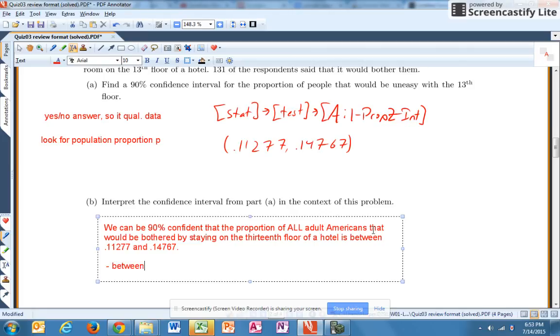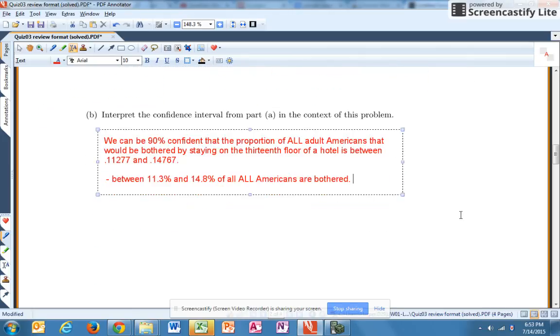Another way to say that is that between 11.3% and 14.8% of all Americans would be bothered. So that's another way to phrase the ending part of that question in terms of percentages as opposed to proportions.